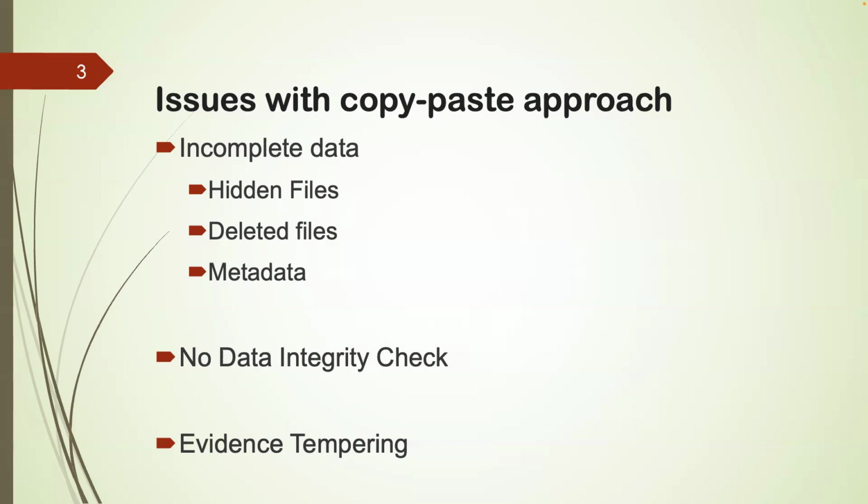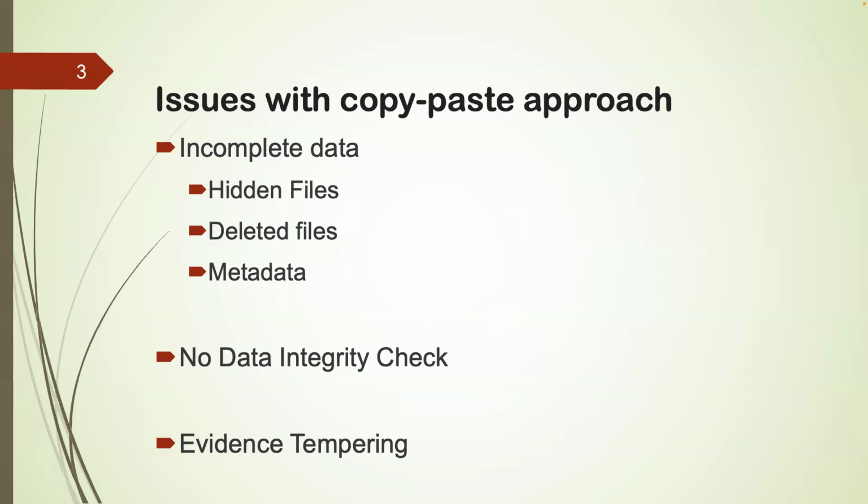But if you simply copy paste, there is a chance that you will only be copying the files that are in plain view, but originally there will be a lot of content on the hard drive, and there will be a clash. You will get two different hashes. So data integrity check is another option. The other is evidence tampering. Again, evidence tampering is related to metadata.